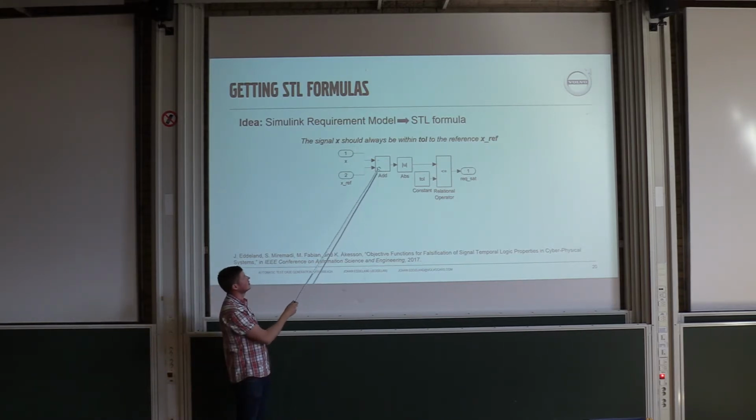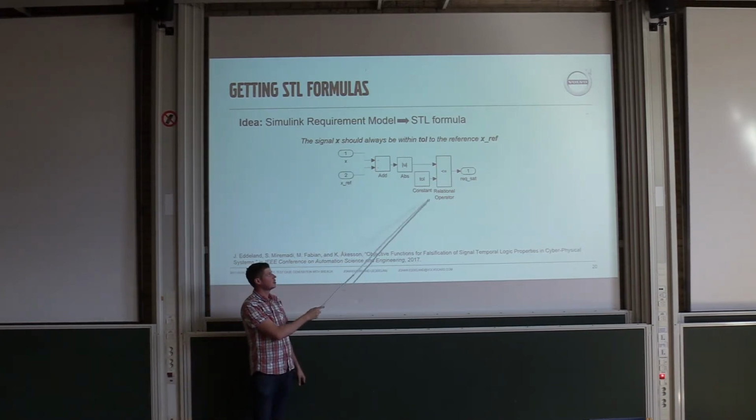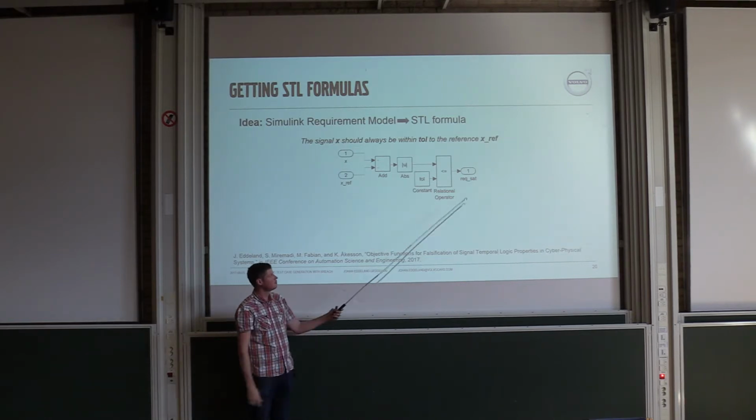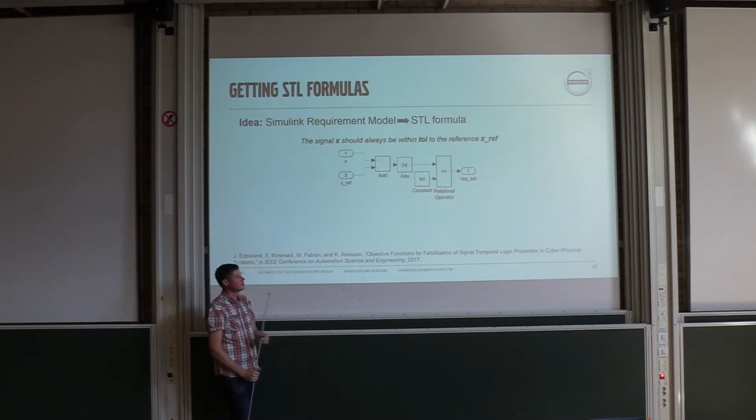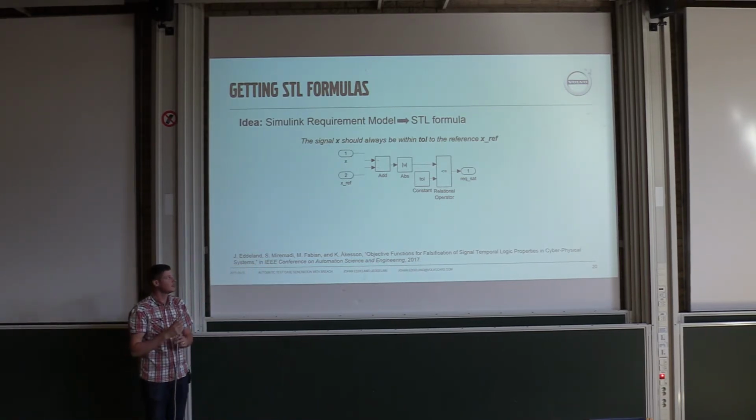Then you subtract the reference from X, and then you take the absolute value of that, and then you compare that to the tolerance that you have. And then this signal here, this output of this requirement model, as we call them, is a Boolean value, which is 1 if it's fulfilled and 0 if it's not fulfilled.